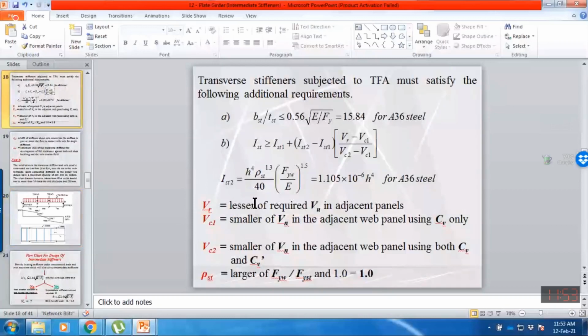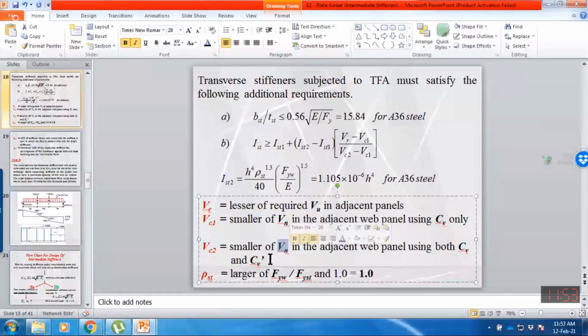So V_c2 is the smaller of V_n in the adjacent panel. Adjacent means we are having two panels on both sides of the stiffener. So which panel is having less shear capacity including tension field action, and which web panel on either side is having the shear capacity excluding tension field action. So that is the expression that we need to satisfy over here.